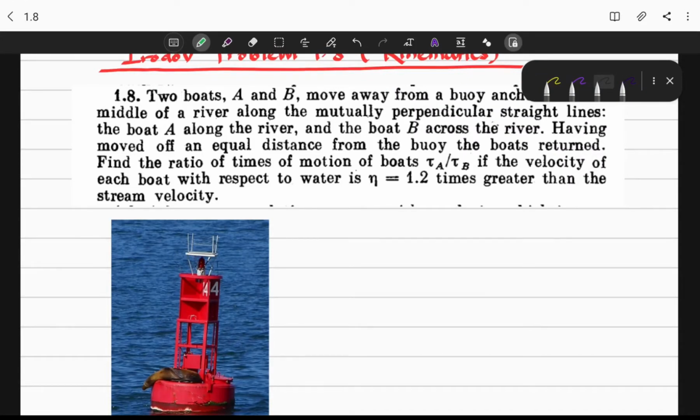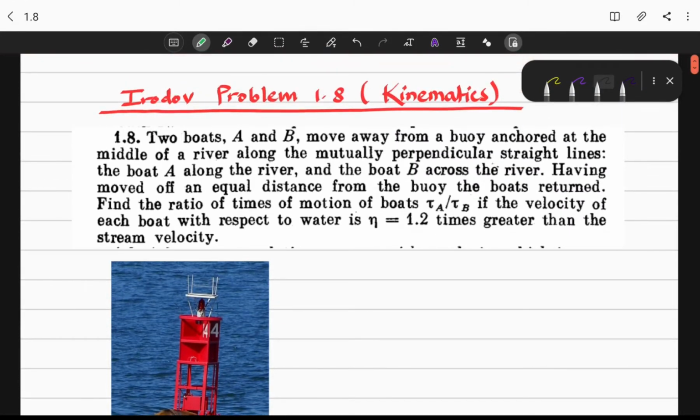Hello everyone. In this video, we are going to solve Irodov problem number 1.8, which is related to kinematics. Let us first read out the problem and then we'll solve it step by step.